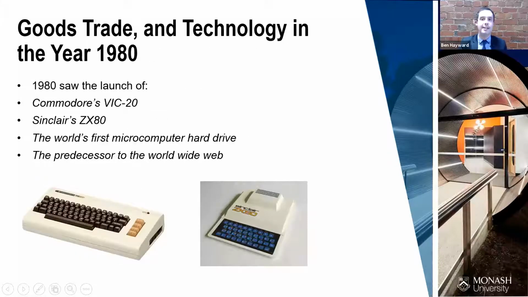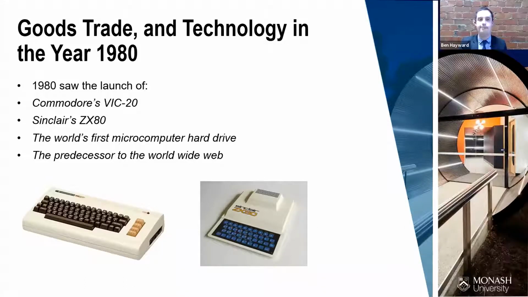So I mentioned that the CISG had its text settled in 1980, and the world's goods trade and the state of technology was very different at that time. And on the slide here, I've got a few things that were happening around the drafters of the CISG in the year 1980. 1980 saw the launch of Commodore's VIC-20 and Sinclair's ZX-80, 2 home computers that are featured on the slide here.